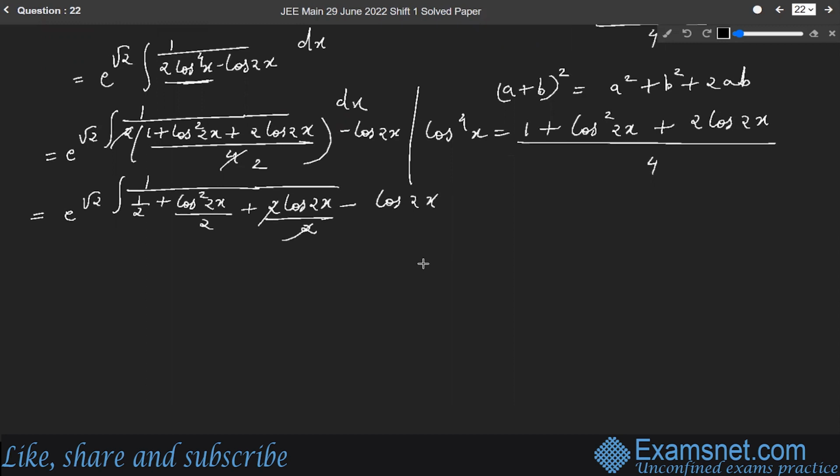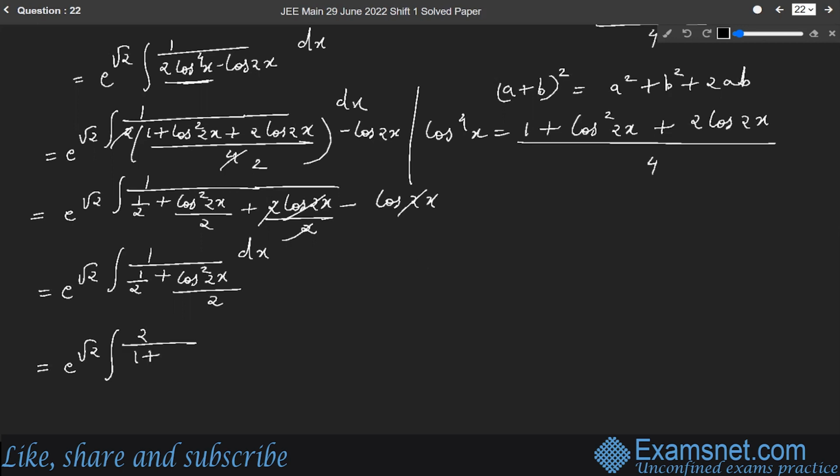So this 2 and 2 will be cancelled. cos 2x minus cos 2x is 0. All right. So the remaining terms are e power root 2 into integral of 1 by 2 plus cos square 2x by 2 and dx. Okay. Now, what we have to do is we have to again simplify these terms. We have 1 by 2 plus cos square 2x by 2. Okay, so we can take this 2 in the denominator to the numerator. So it will be e power root 2 into integral of 2 upon 1 plus cos square 2x and dx.